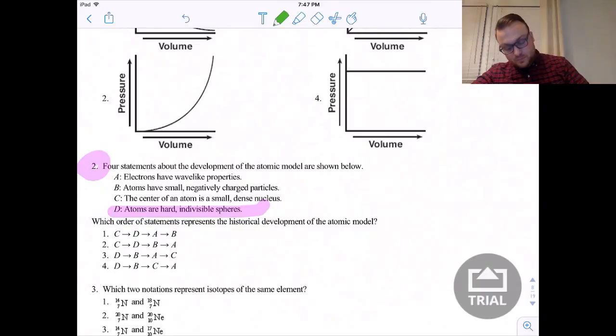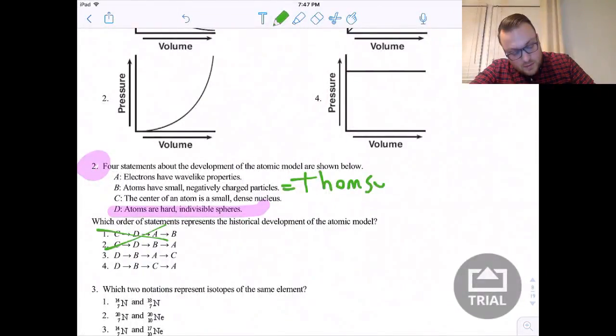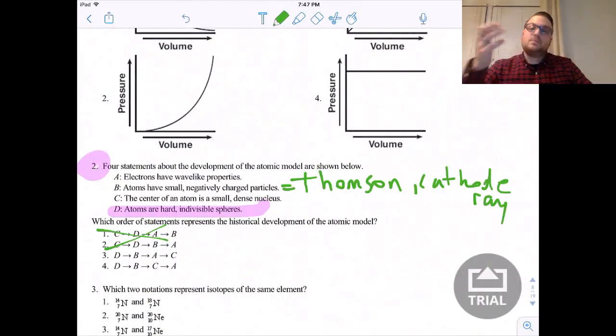The next 3 are arguably the most important because they come up year after year. B, that was Thomson. He discovered the electrons. He used a cathode ray tube in his experiment. You might see the term cathode ray. You might see the term electron. You might see it worded like B here where it just says negatively charged particles.